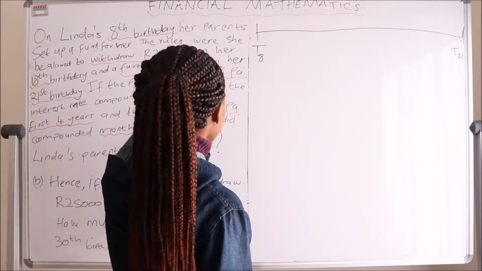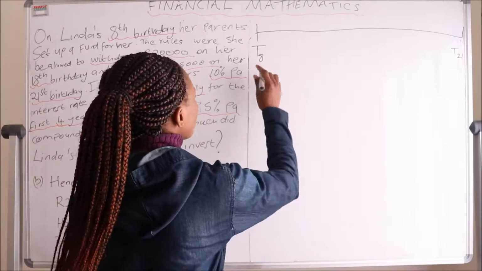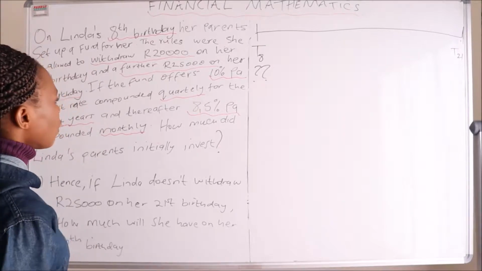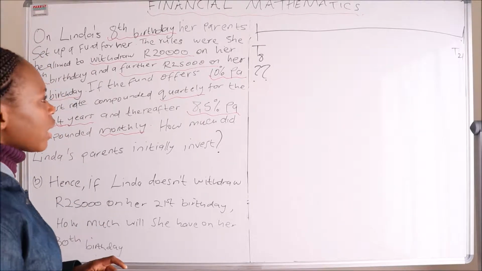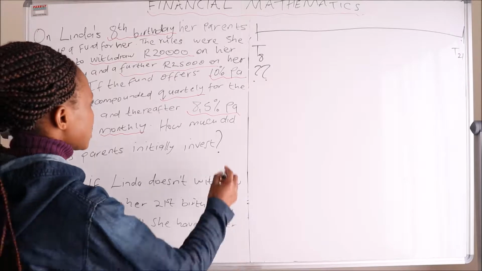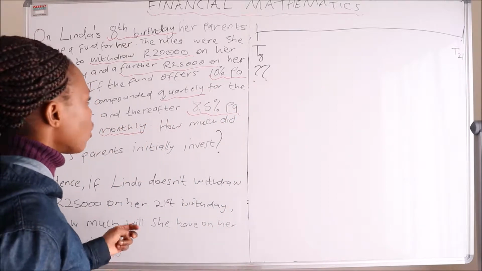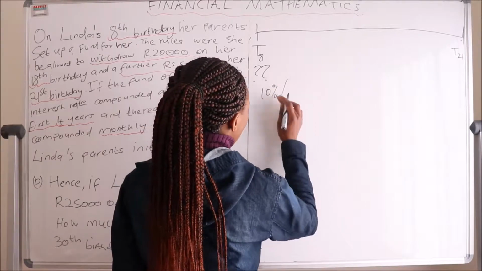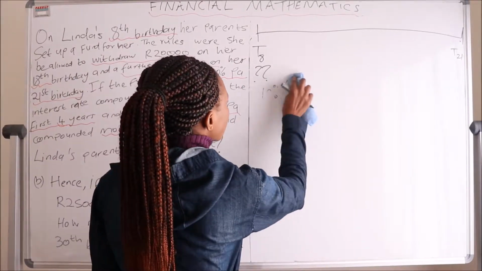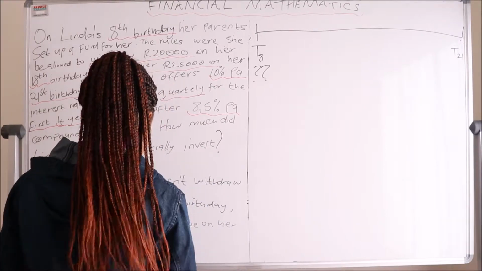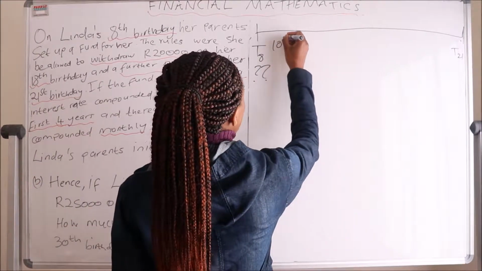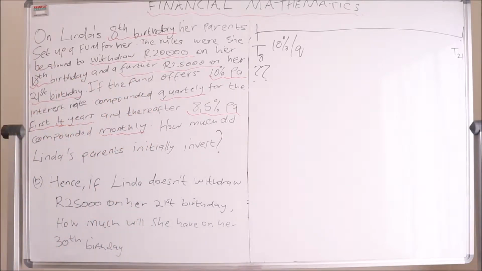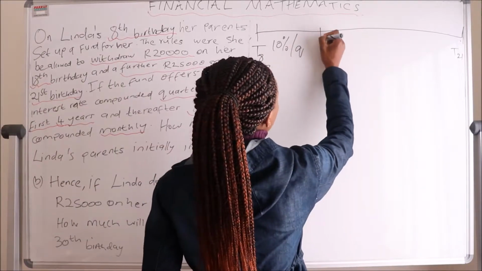So on the 8th birthday, we don't know the amount which was invested, so I'll just put question marks. What we know is that from the 8th birthday it was 10% per annum interest compounded quarterly. So I'll write 10%, and then Q for quarterly, for the first 4 years. So it was T8 up to T12.